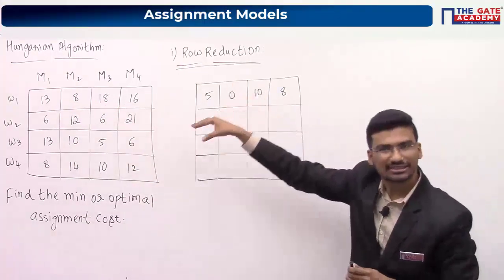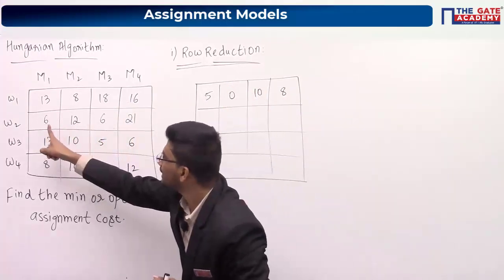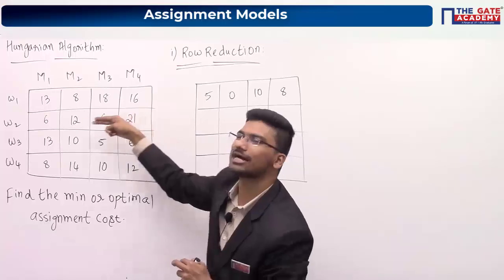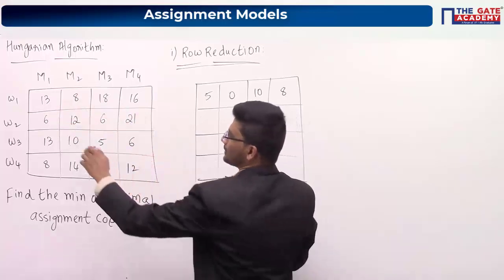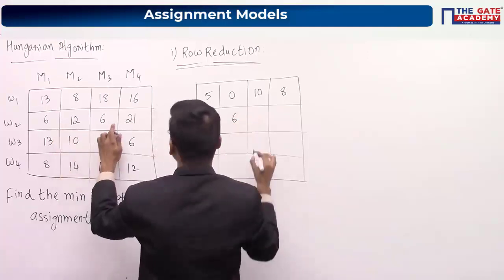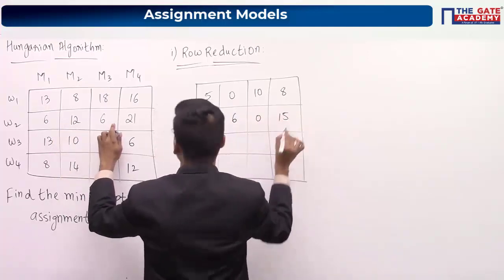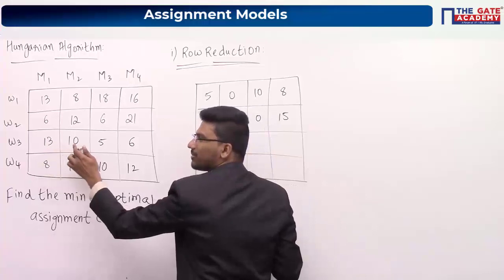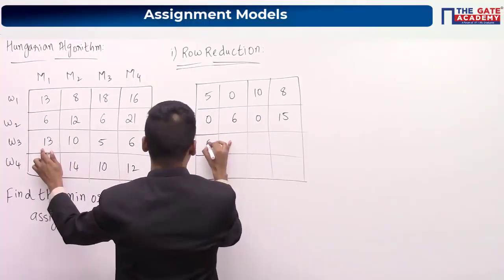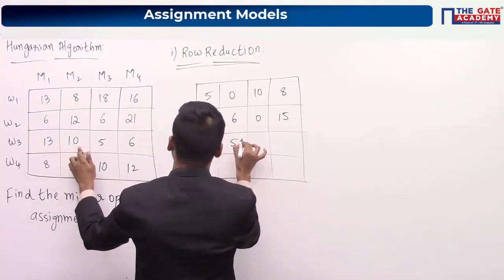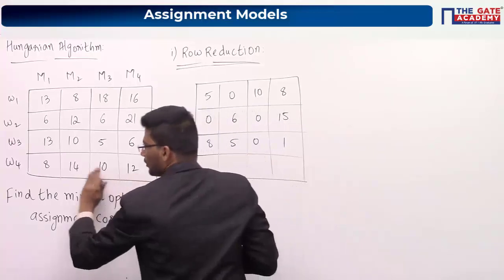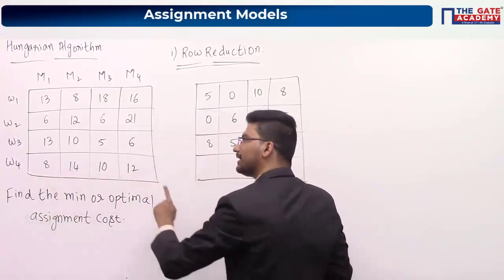Fine. Now come to the second row. What is the minimum element here? It is 6. Now subtract this 6 from all other elements also. So 6 minus 6, it will be 0. This will be 6, 0 and 15. Similarly, in the third row, what is the minimum element? 5. So 13 minus 5, it will be 8. 10 minus 5, 5. 5 minus 5, 0. 6 minus 5, it is 1. Now in this particular row, what is the minimum element? 8.